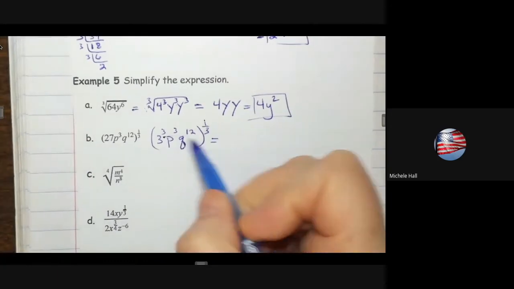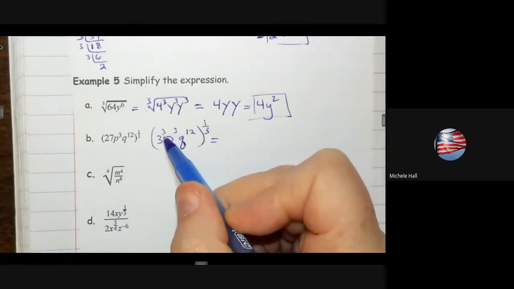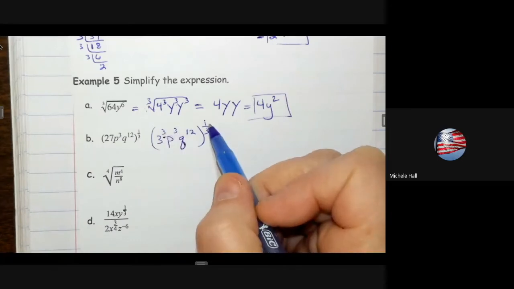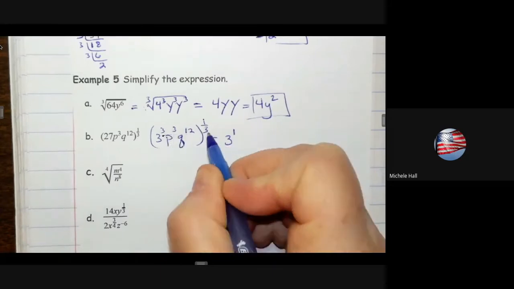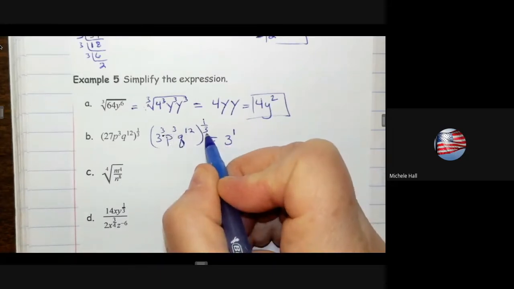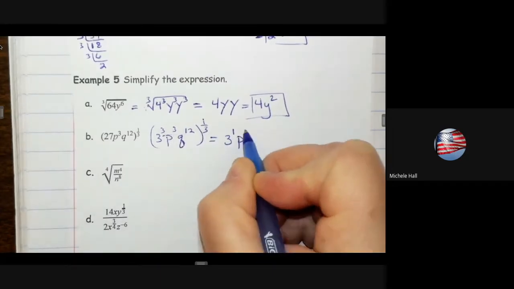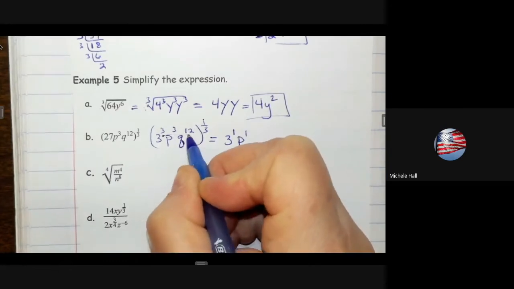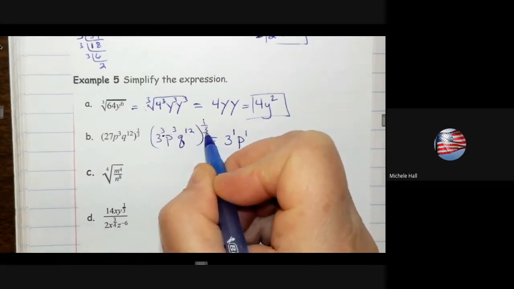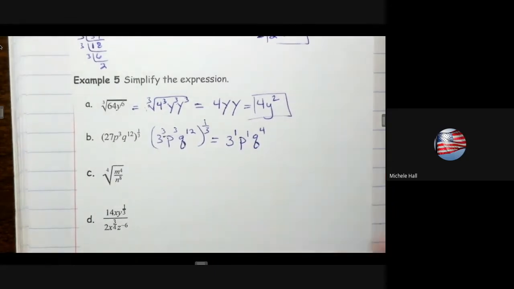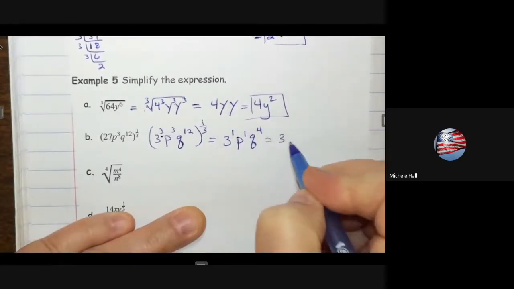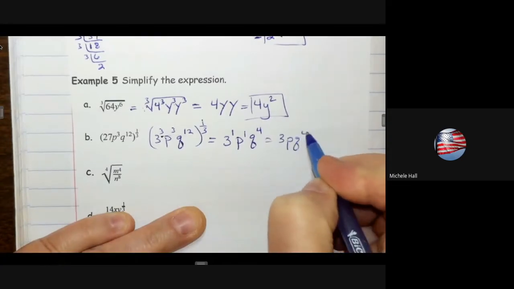These are all being multiplied by 1/3, which is the same thing as dividing by 3. 3 to the 1/3 is going to be 3 to the 1 power. P cubed being raised to the 1/3 power is going to be P to the 1. Q to the 12th power being raised to the 1/3 power is going to be Q to the 4th power. 3P Q to the 4th.